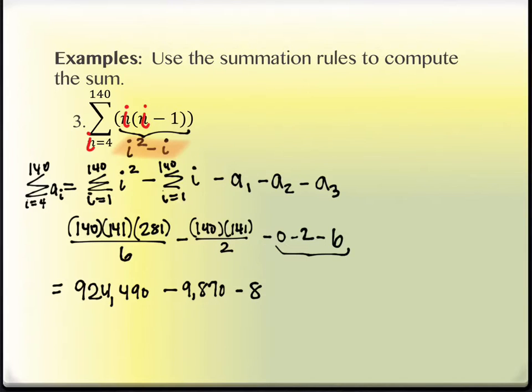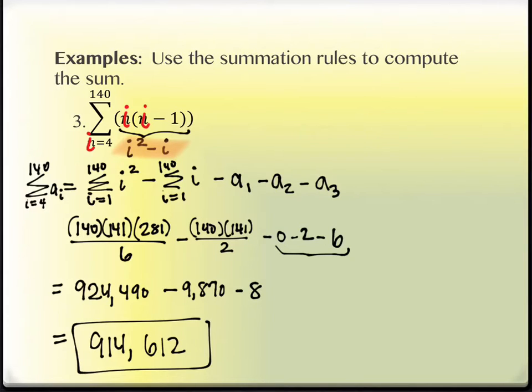So we need 924,490 minus 9870 minus 8. And that should be 914,612. So that's what happens when it doesn't start at 1.